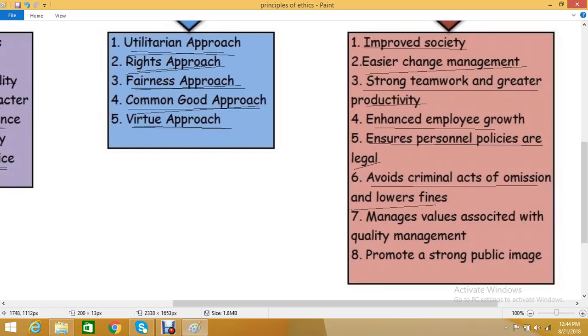Avoid criminal acts. Maybe some companies have practiced a lot of criminal things, or they will threaten the employees, or they won't allow them to exercise some of their rights. So a lot of things can happen, but they will be protected against or avoided through using ethics in business. Managers' values associated with quality management. Due to using ethics, the management will convert into quality management. Only management is not enough, quality management is required. Promote a strong public image. The organization or the company will create a good image in the public.